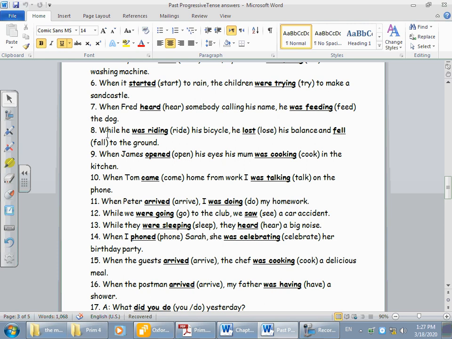Number 8: While he (ride) his bicycle, he (lose) his balance and (fall) to the ground. After while comes a past progressive, so it was riding. The second sentence should be in the past simple. So it's he lost his balance and fell to the ground.